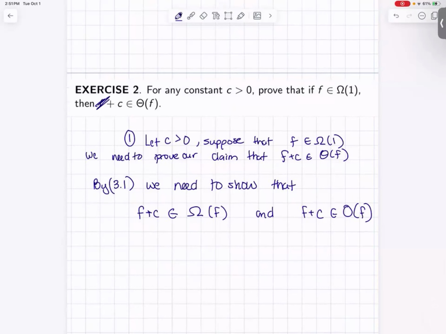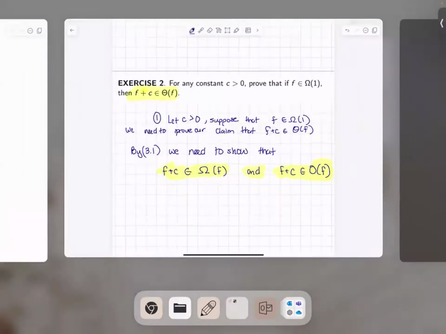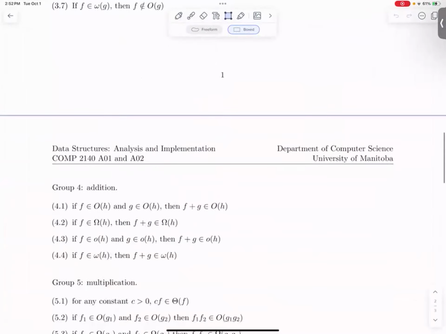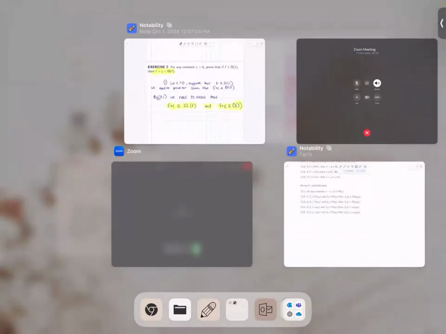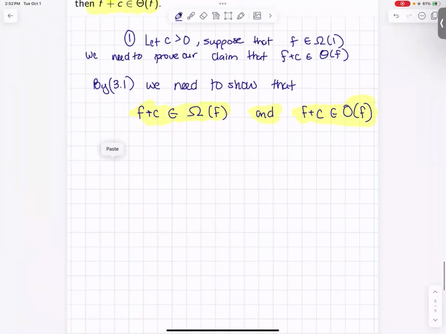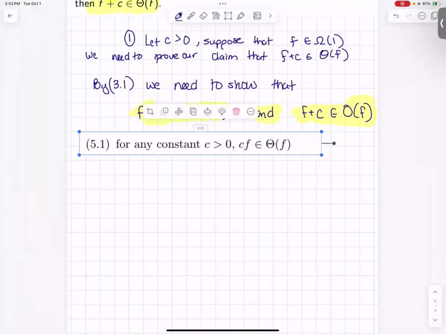So in order to prove this statement right up here, we need to prove this is true, and we need to prove this is true. And again, if you draw the graph, it might help you visualize it a little bit better, and we're going to see exactly why this is true. Okay, so let's go back to our list of properties and grab the other property that we can use with respect to theta, which is right here in our multiplication. For any constant c greater than 0, c times f will be in theta of f. And that's going to be a really big one while we're trying to prove something being in theta of f. So let's grab that right there.